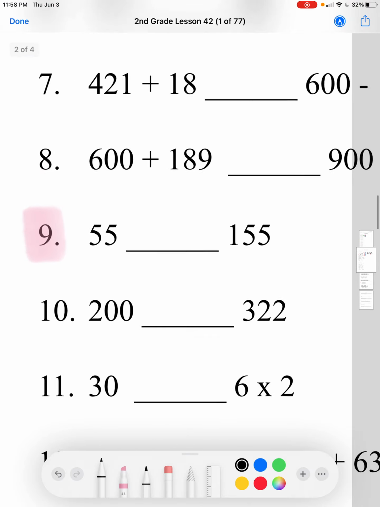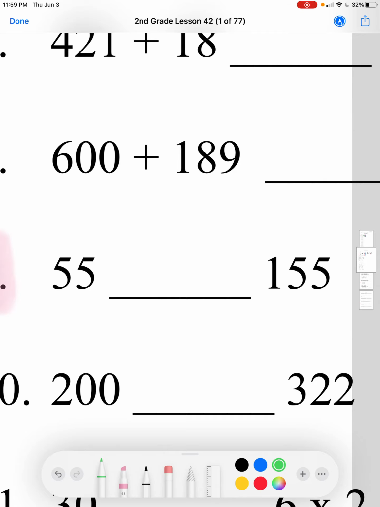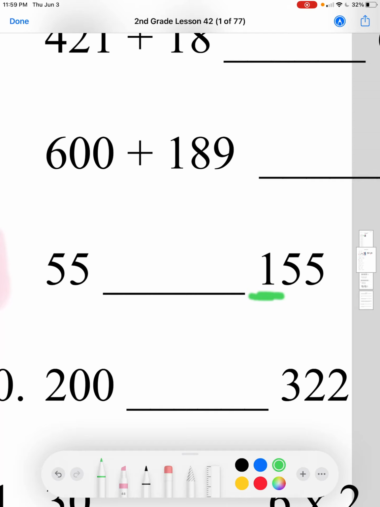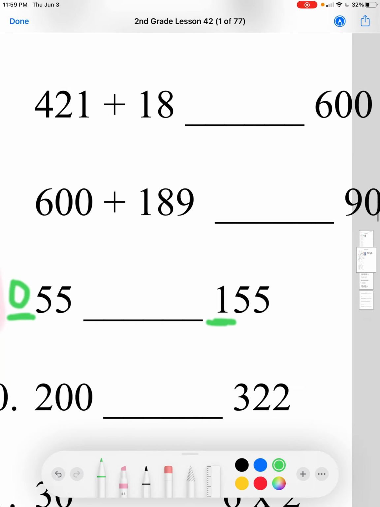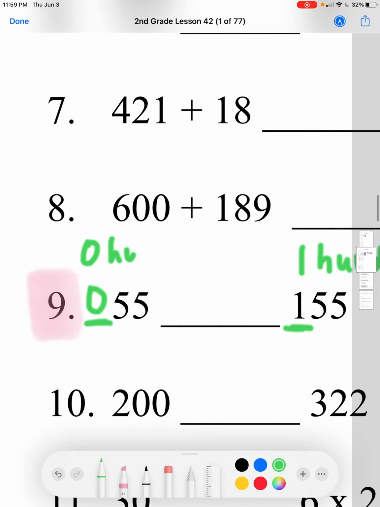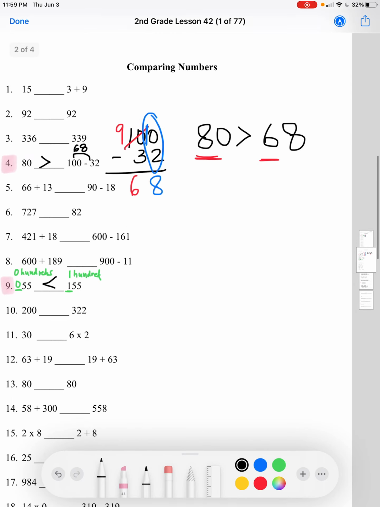Now let's go on to number 9. We have 55 and 155. Let's just compare the places here. We're always starting off with the leftmost place. And here, it's the hundreds place because we have 1 here. And here we have nothing, so that's just a 0. We have 100 here, and we have 0 hundreds here. We know that 1 is more than having nothing at all. So the math is going to open up to 155 because it is the bigger number. And that's it. That's how you solve these questions.